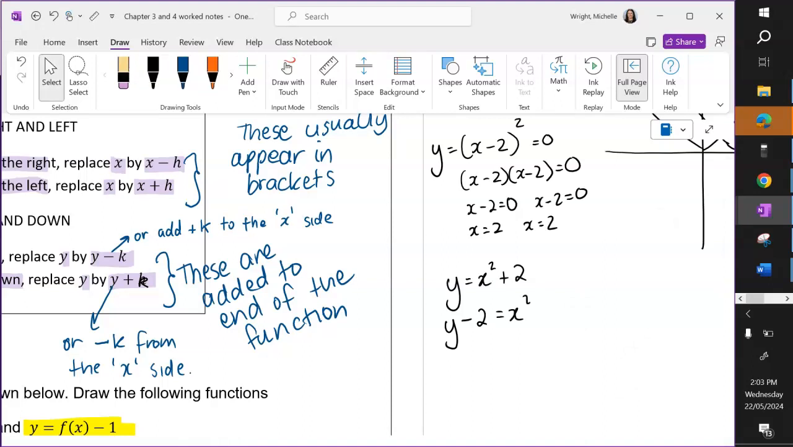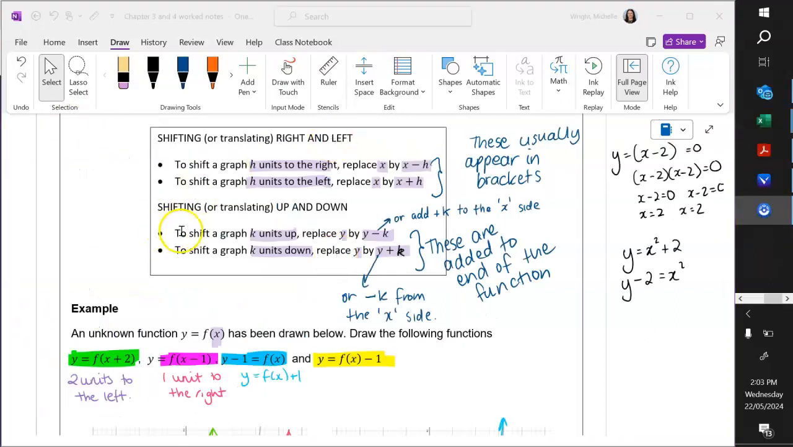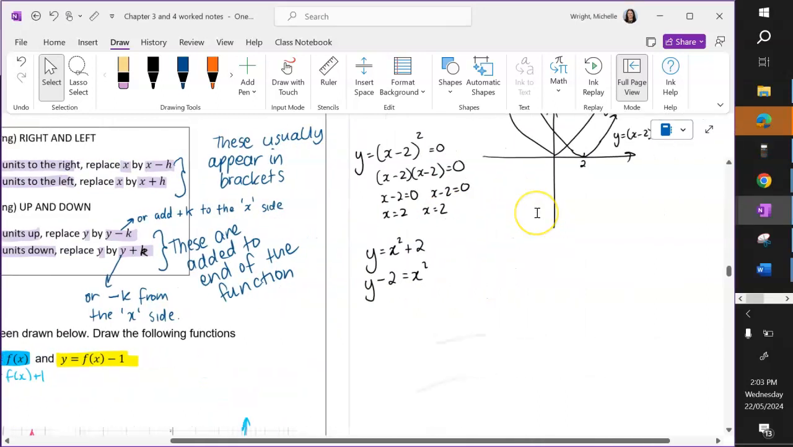So looking at what our information says in our OneNote here, we've got it written like this. To shift a graph k units up, replace the y by y minus k. So here's my y minus 2 equals x squared. If I add 2 to both sides, it just looks like that. y equals x squared plus 2. So I've just written a little note in there, or add plus k to the x side of our function.